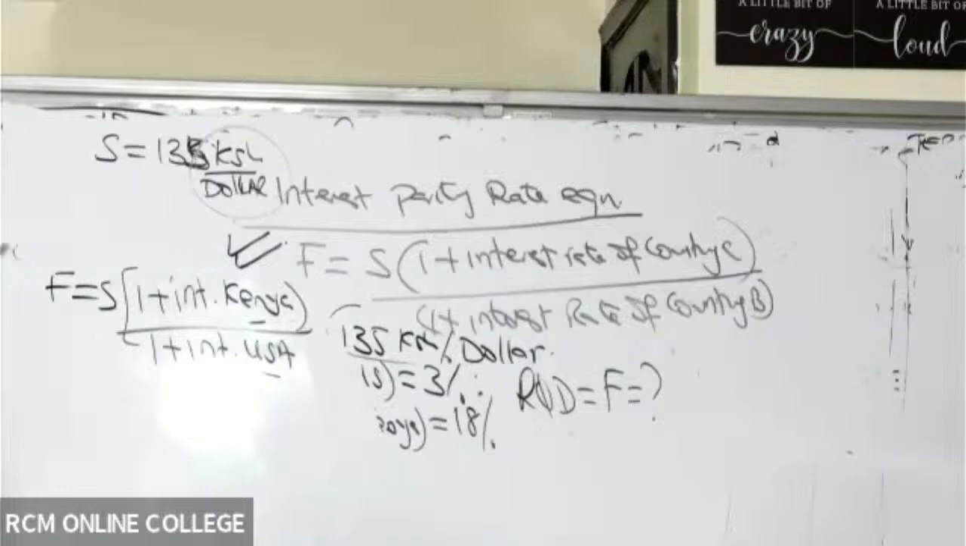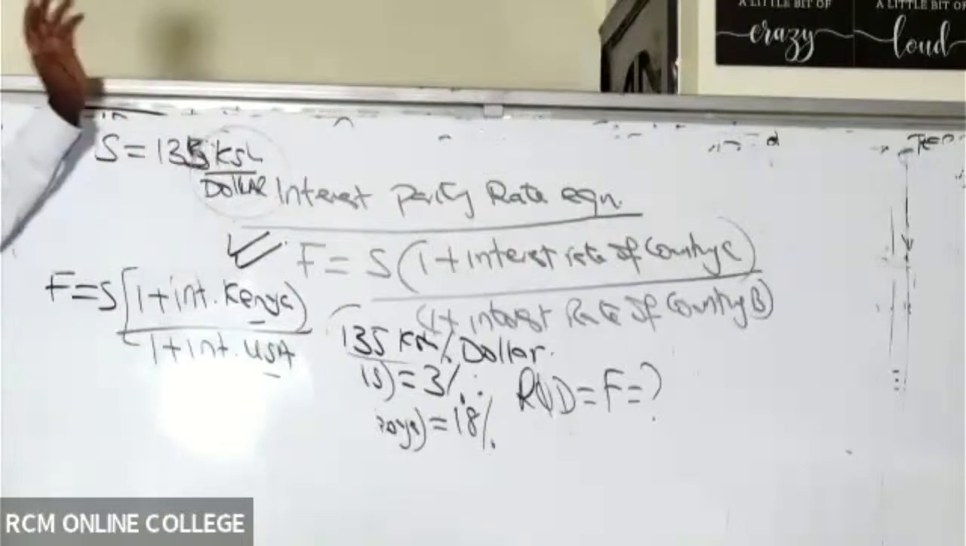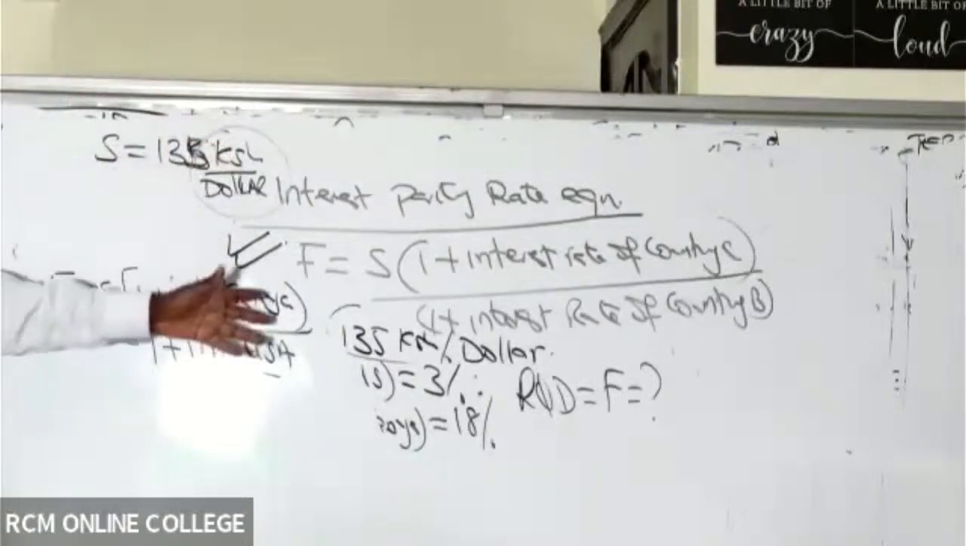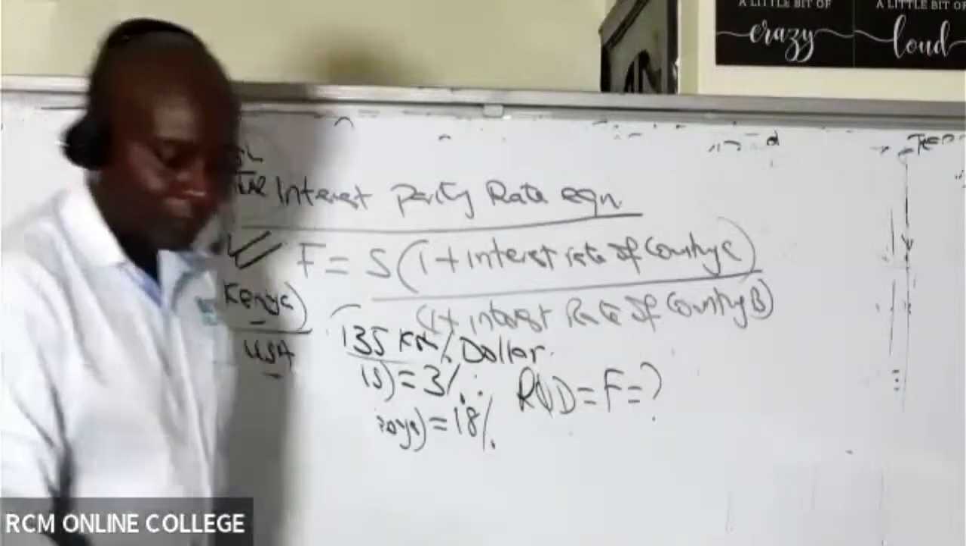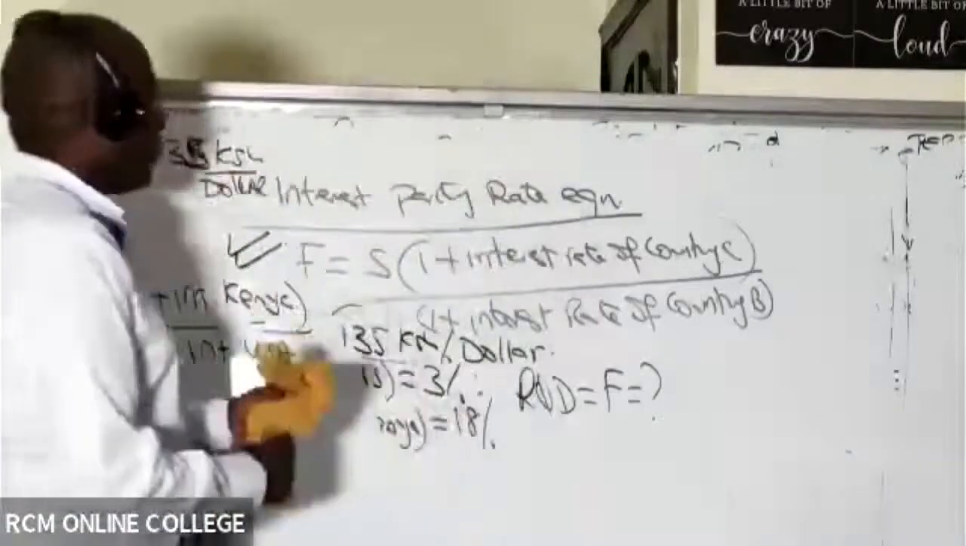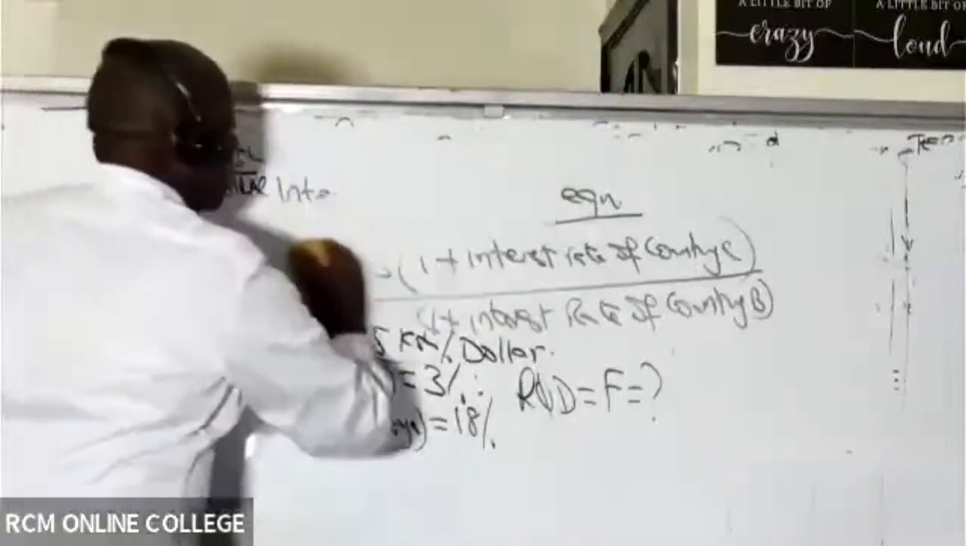So I've been able to show you, you have to always think like this. Kenya shillings per dollar. So Kenya shilling is on top, dollar is at the bottom. So Kenya is on top. So then abracadabra, go ahead and substitute. You great ninjas, go ahead and substitute here.